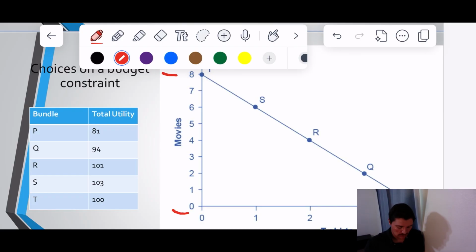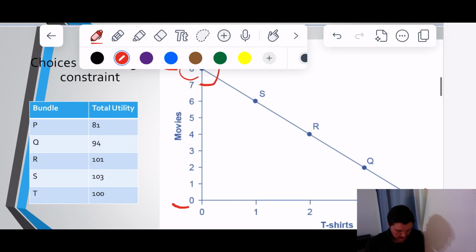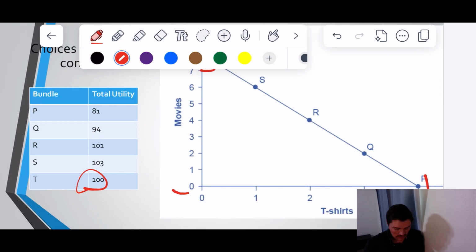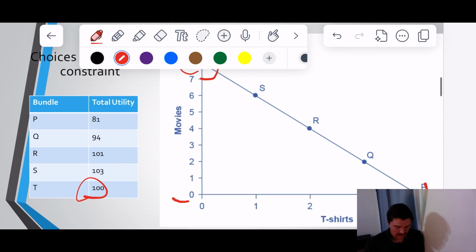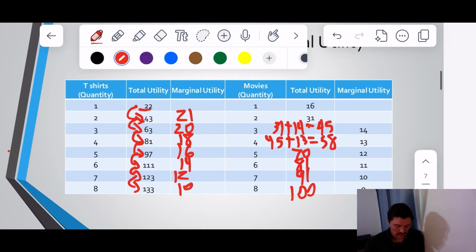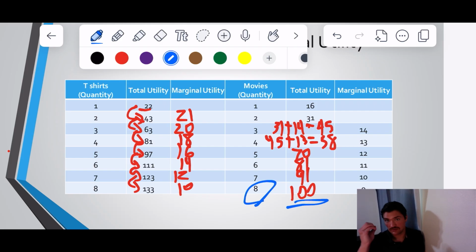For example, on bundle T, we see that we have 100 total utility. And how did we get that? Well, you're doing 8 movies and 0 t-shirts. So if I went to the 8 movies, total utility is 100, and 0 t-shirts is 0 utility, then your total utility from that is 100.